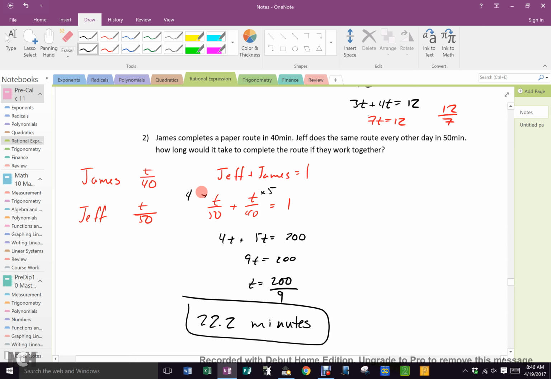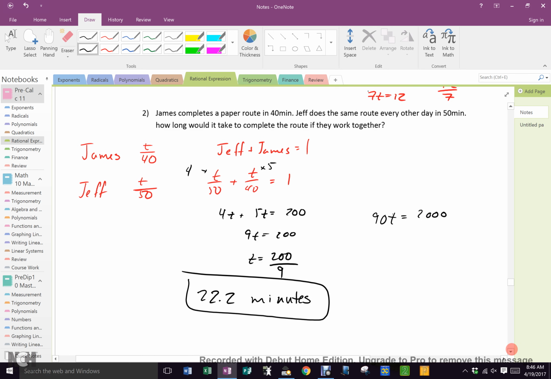Yeah, I did that thing that I tell you guys not to do, and I cross-multiplied immediately without thinking about it, because I only needed to get to 200, not 2,000. Now, what happens if I actually do that? Do the same thing. Then I get 90t equals 2,000, and I would get the same answer, right? Okay, let's look at the next one.